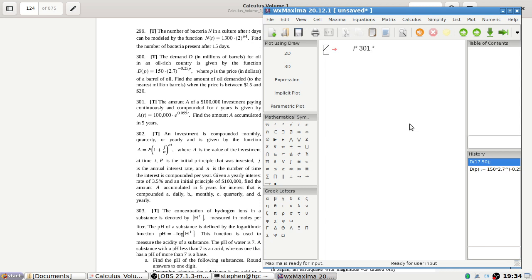301. The amount A of a 100,000 investment paying continuously and compound for T years is given by the function AT equals 100,000 times exponential, I believe, 0.055 T. And then we want the amount after 5 years.